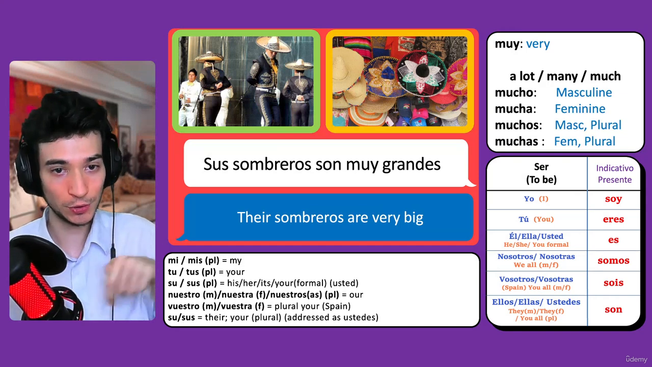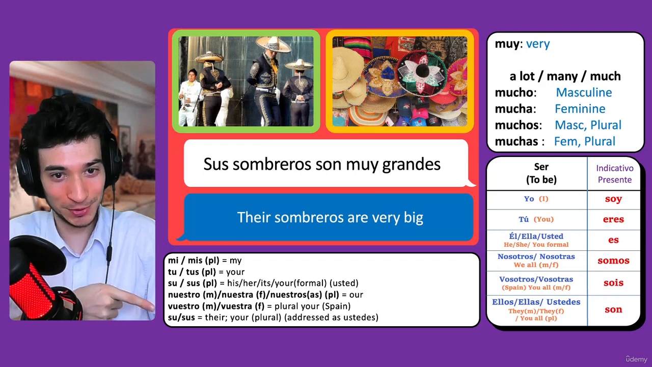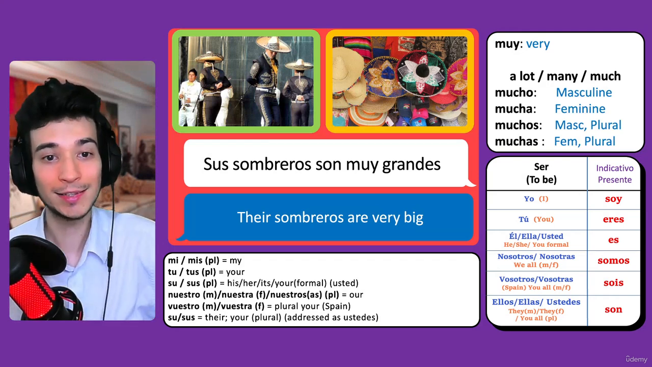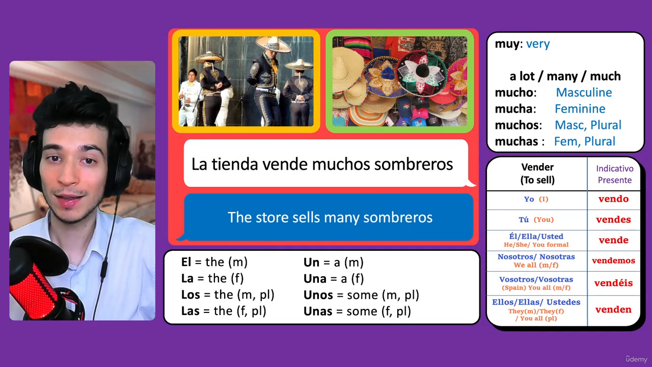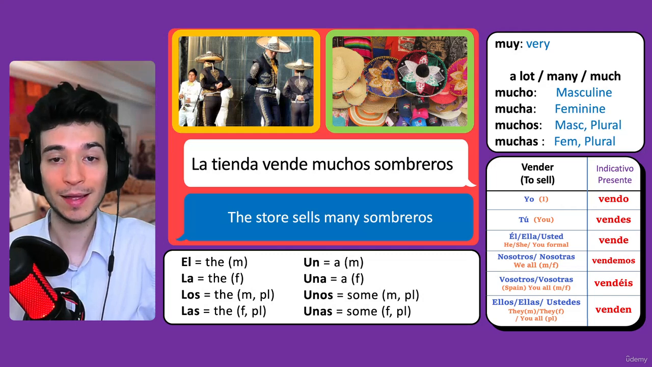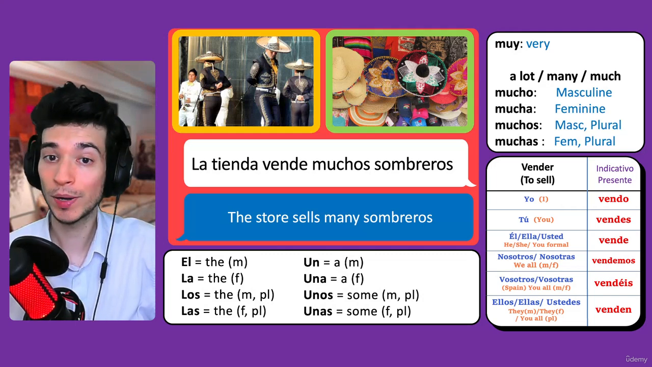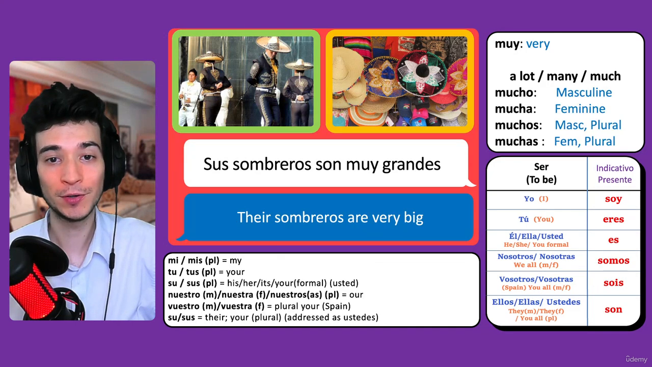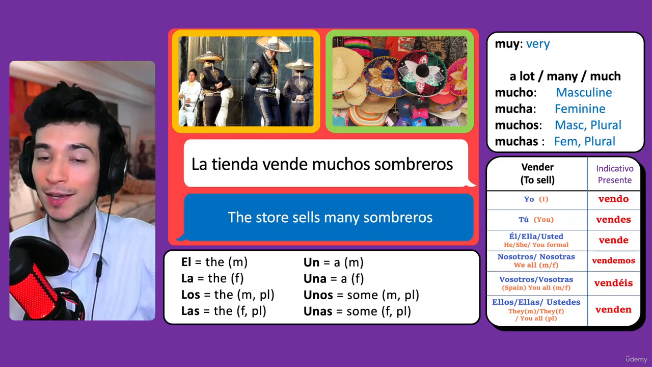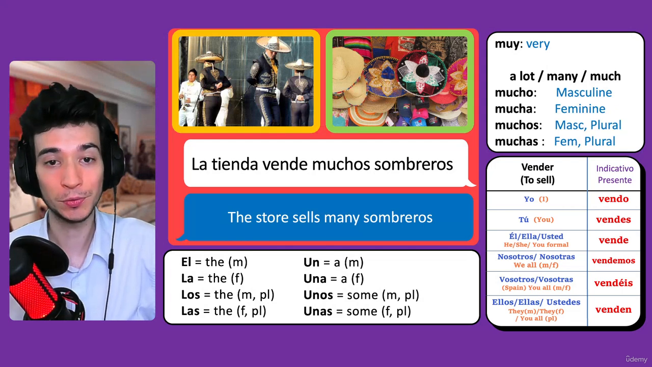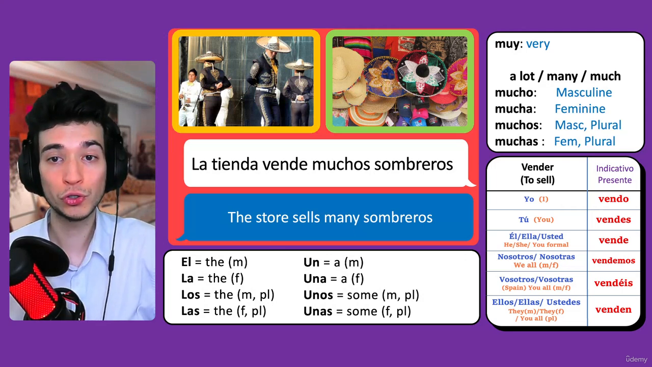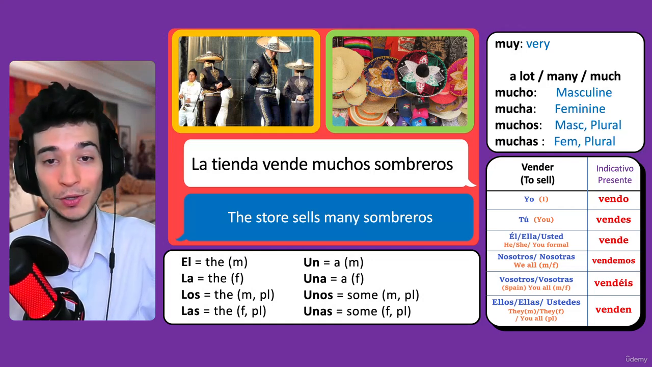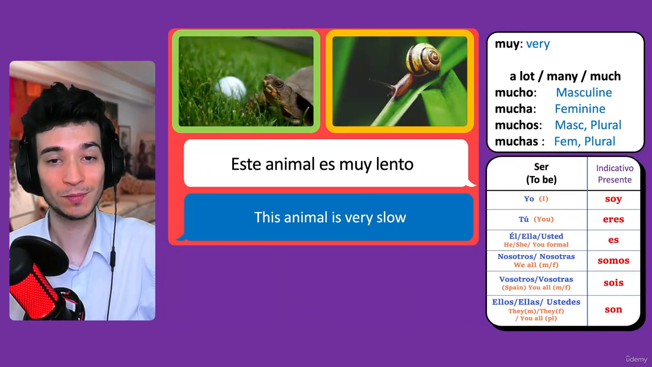So here we're using this conjugation right here, sus. Their hats are very big. Okay, let's try the next one. La tienda vende muchos sombreros. Once again, in the first one we're using muy grandes for the sombreros. In the second one, muchos, many sombreros. So the store sells many sombreros.